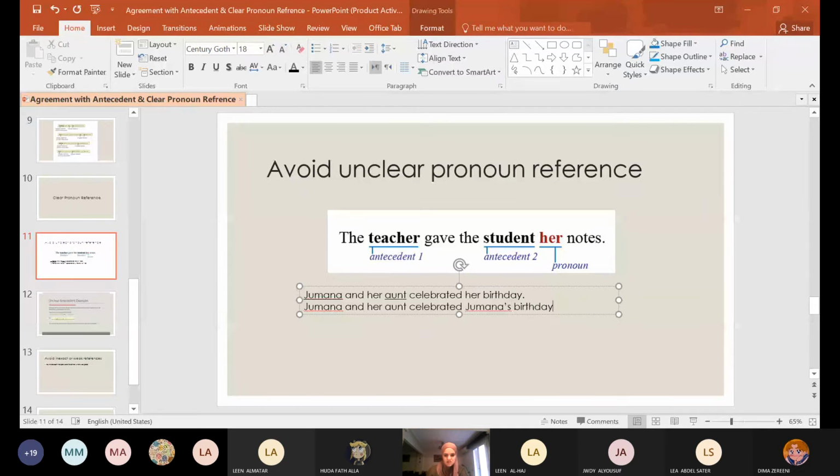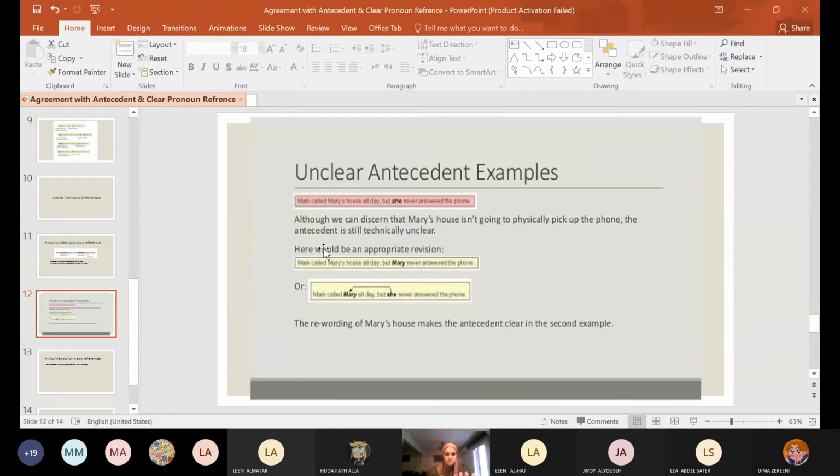In the second, it is the same. He says Mark called Mary's house all day, but she never answered the phone. Even in this example, although we know that she is Mary because she is the one to answer the phone, he says no, because it's unclear: she here could be the house or Mary. The house will not answer the call, but do not use an unclear antecedent pronoun. So instead I will say Mark called Mary's house all day, but Mary never answered the phone.